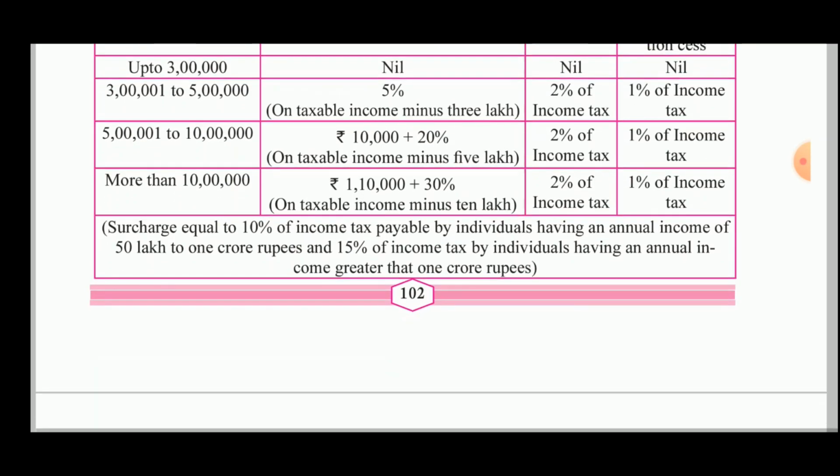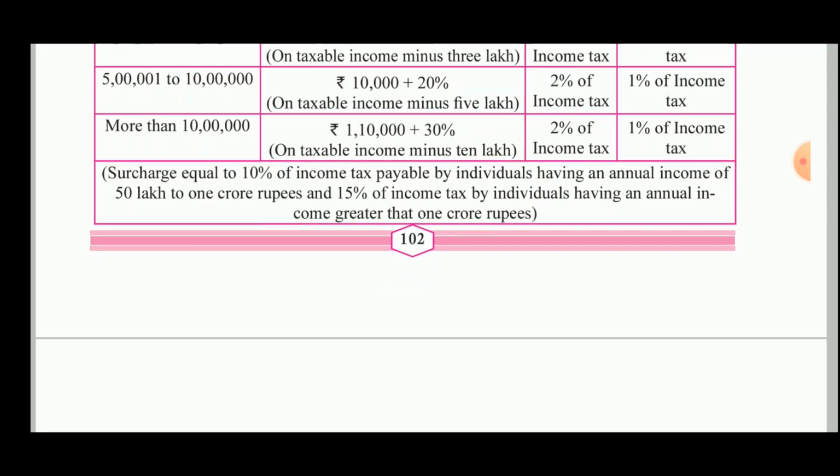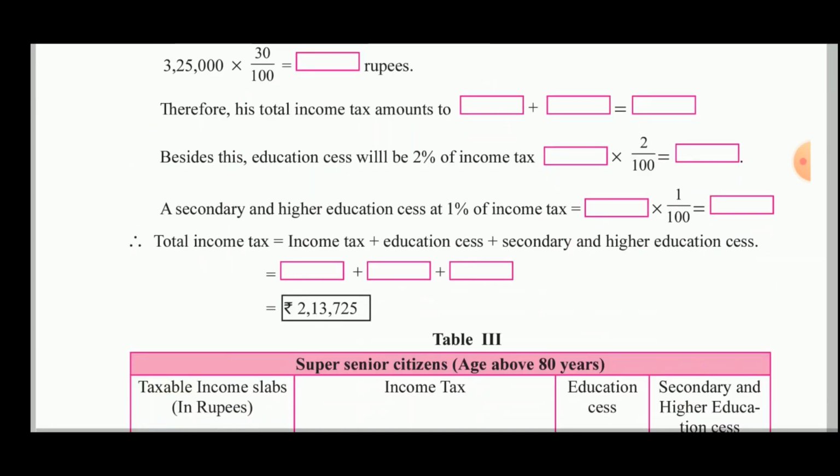Now, more than 10 lakhs, rupees 1 lakh 10,000 plus 30% on the total income minus 10 lakh, and 2% of the income tax and 1% of the income tax. Surcharge equal to 10% of the income tax payable by individuals having an annual income of 50 lakhs to 1 crore rupees, and 15% of income tax by individuals having an annual income greater than 1 crore rupees.